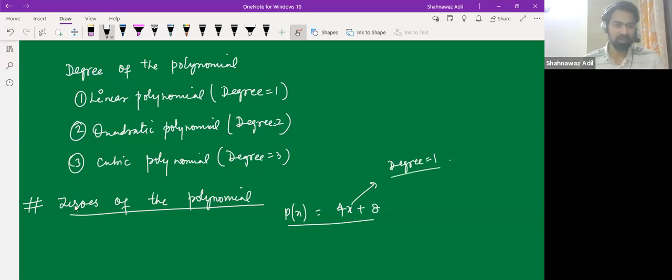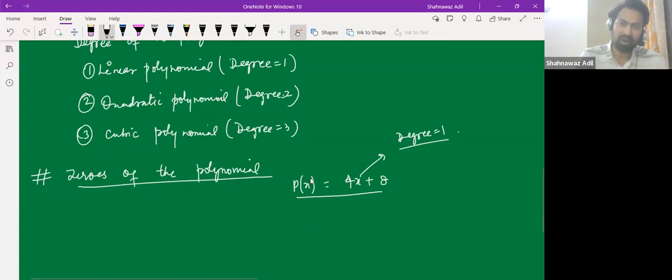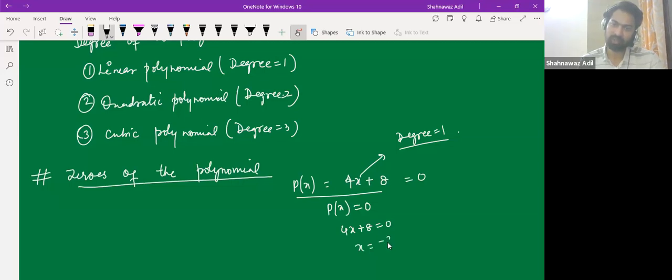And if I talk about the zeros of the polynomial, which means if I take some value of x, let's say alpha, then at alpha this would become 0, right? So what would be the value of x? To calculate the value of x, we put it equal to 0. So p(x) becomes 0 at that value. So 4x plus 8 is 0.